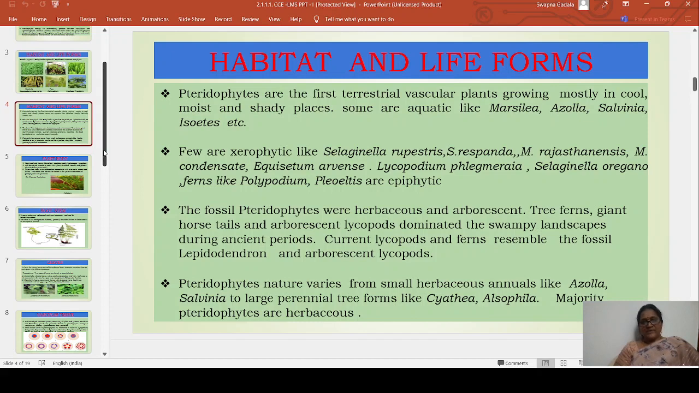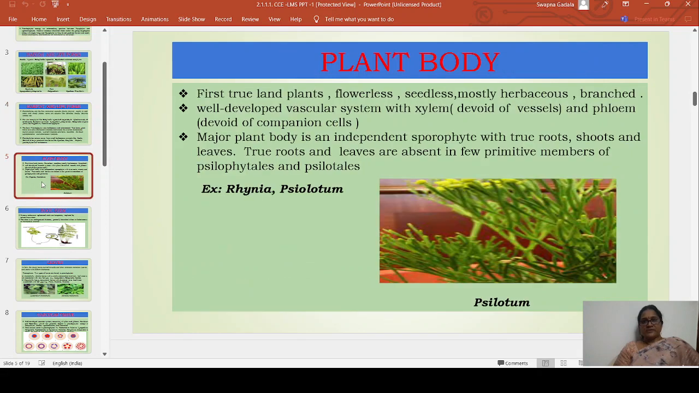Coming to the pteridophytic nature, the nature varies. A few are herbs, a few are shrubs, and a few are trees. Herbaceous annuals, for example, Azolla and Salvinia, are annual plants. They complete their life history in 1 year and they are in herb form. Some are perennial and tree form, like Cyathea. The majority of the pteridophytic plants are herbaceous.